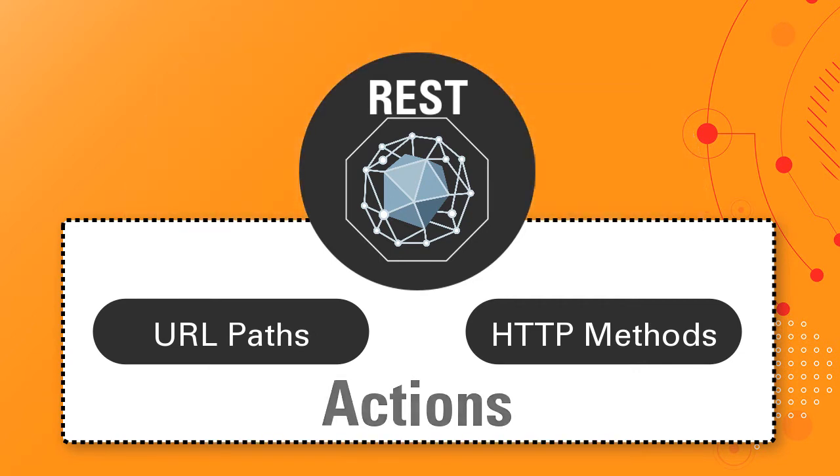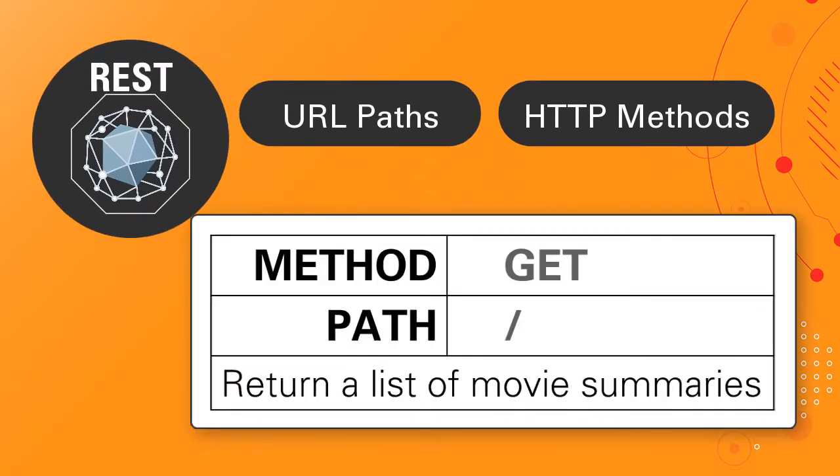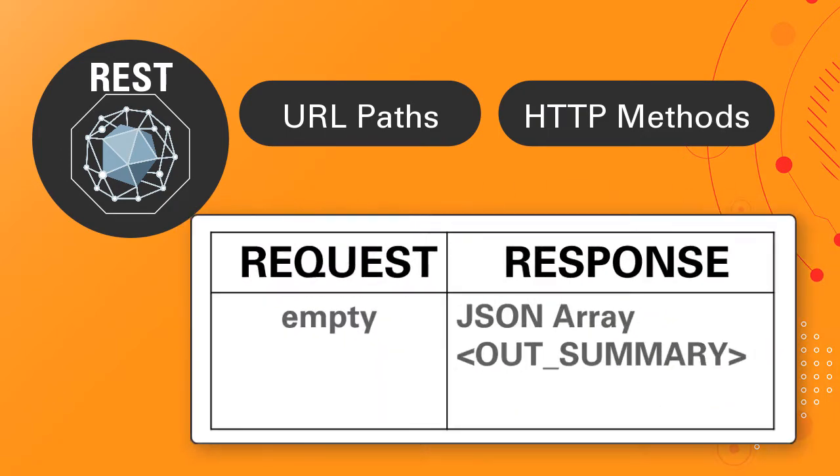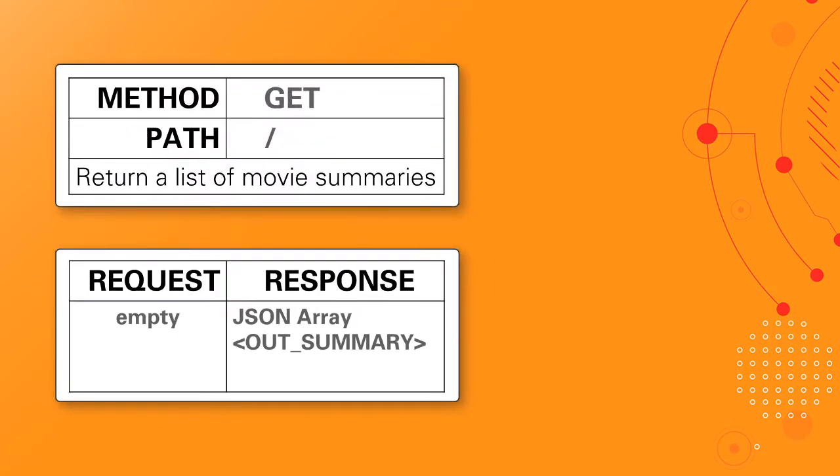To define a RESTful application, you must provide what paths your application handles, what HTTP method each path supports, what does the combination of path and method do to the data, and finally, what do you expect in the request and what does the server return in the response. For example, the method GET on slash returns a list of movie summaries. It receives an empty request and it returns an array of summary objects. That looks almost complete. What is lacking is the definition of the summary objects.